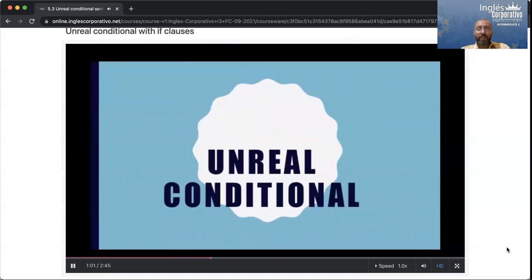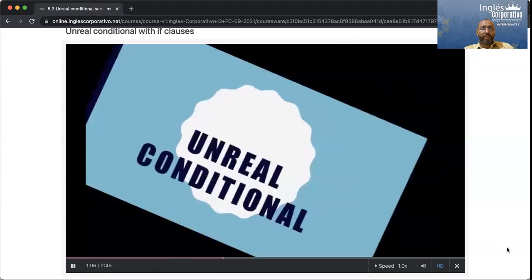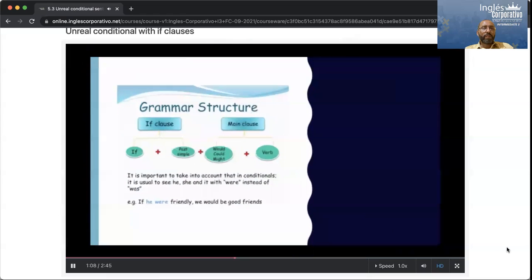This is what unreal conditional is about. Unreal conditional describes imaginary situations. Let's begin with the structure of it. An unreal conditional is made out of two clauses, the if clause and the main clause. The if clause is formed with if plus a past simple verb. In the main clause, we may use would, could, or might plus a verb in simple present.